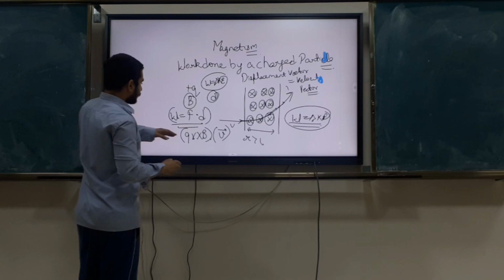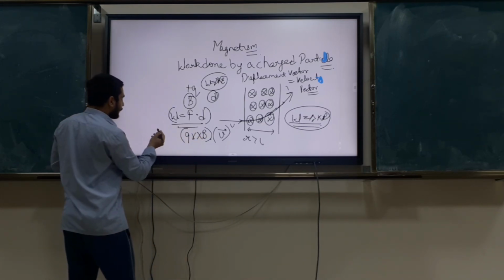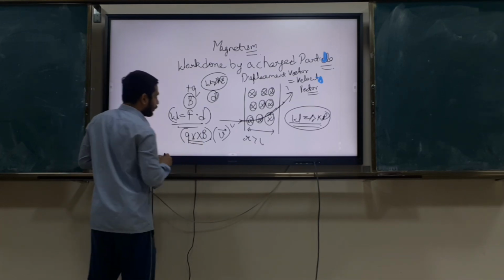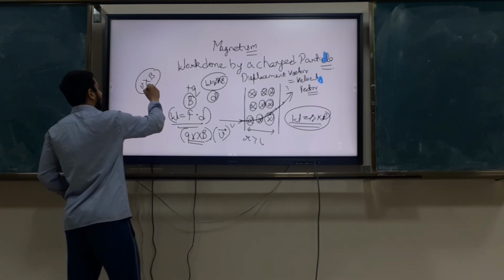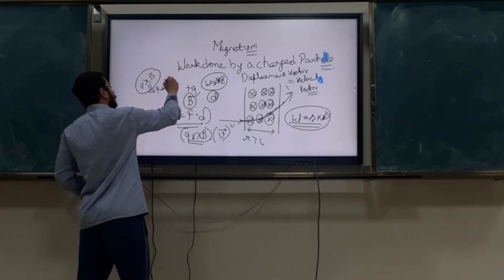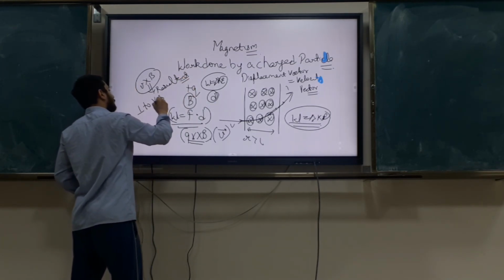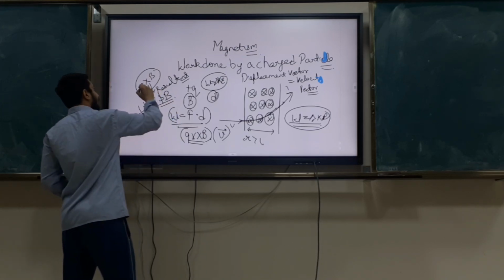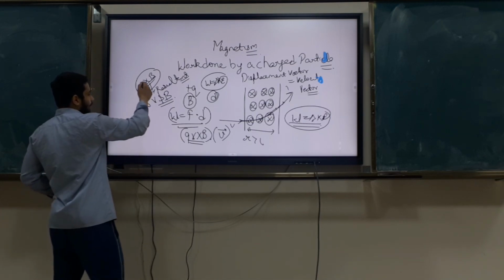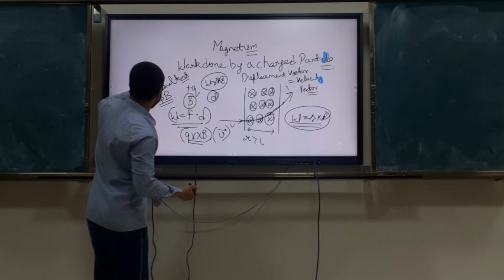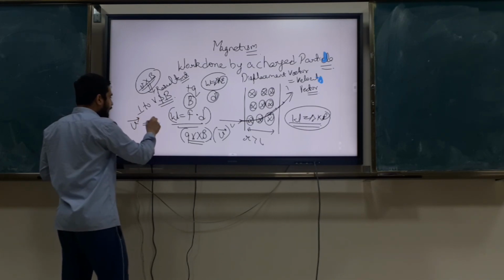We know that v cross B is perpendicular to the direction of v and B. So the resultant of v cross B is perpendicular to both v and B, so it is also perpendicular to v. So the dot product will be 0.